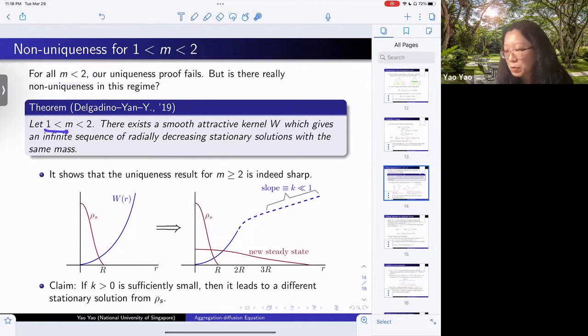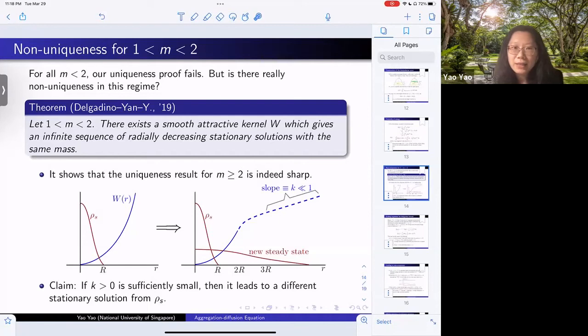Namely, for m between 1 and 2, we show that there exists a smooth attractive potential W that leads to an infinite sequence of radially decreasing steady states, all with the same mass. So it means that if we want to show uniqueness for all attractive potentials, then we can at best show that for m bigger than or equal to 2. It is indeed sharp.